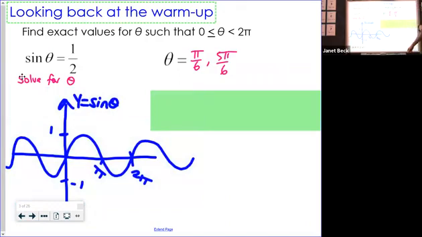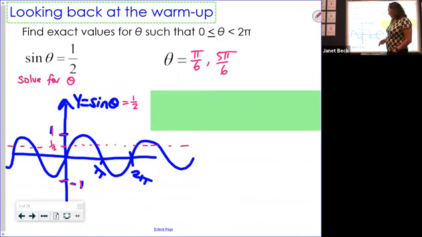Here's a graph of y equals the sine of theta. The sine has a range from -1 to +1. It's this wave, and we wanted to know where sine was equal to 1/2. So where's a half on here? There. It's like this horizontal line going all the way across. So where do those lines intersect?